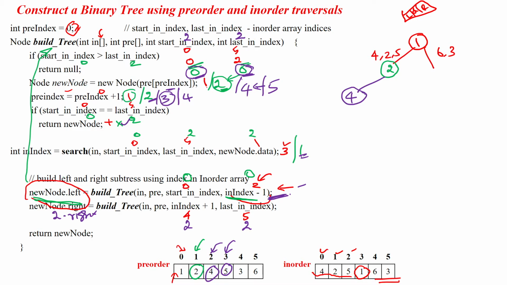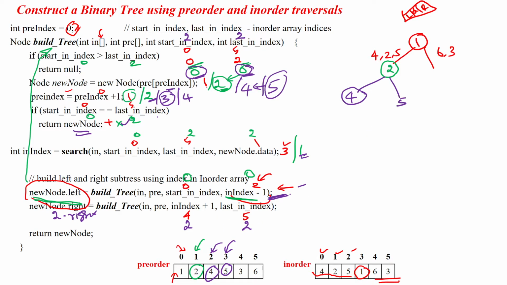Now we are checking start index equal to last index. Start index is 2, last index is also 2. So both are matching. If both are matching, we return the new node. Now the new node is 5. So 5 is returned here as 2 dot right.